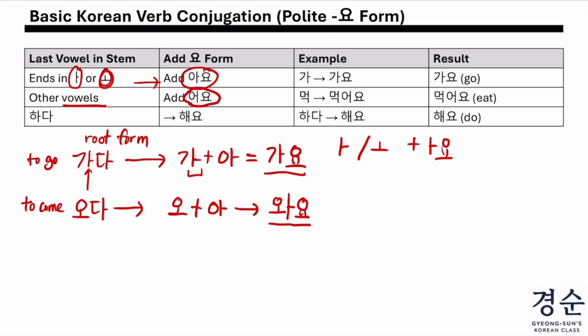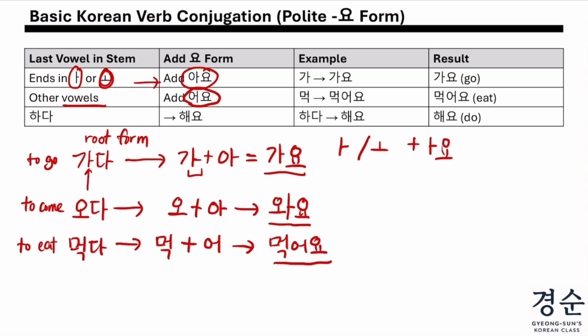Okay, for example, 먹다, to eat, right? 먹다. So we remove the 다, so it's only 먹. Okay, it's other vowels, so we add o, right? So it becomes 먹어요. Okay, 먹어요, to eat.